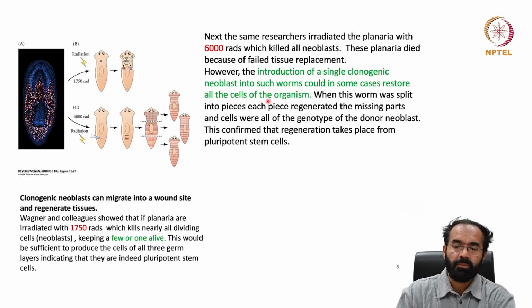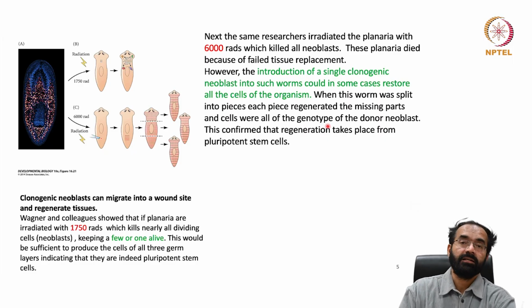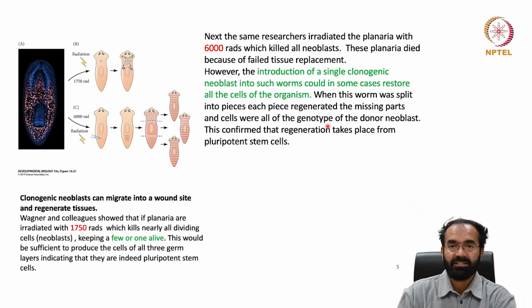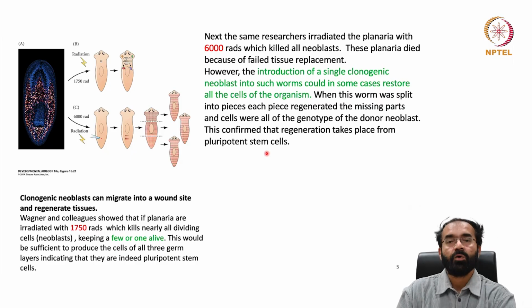When this worm was split into pieces, each piece regenerated the missing parts and the cells were all of the genotype of the donor neoblast. Naturally, the 6000 radians have killed all the host cells, but the donor, when you replaced it, radiation is no more there, and it could propagate, but that is a clone of the donor neoblast-bearing planaria. This confirmed that regeneration takes place from the pluripotent stem cell. This was the first evidence to show that the entire organism can be produced. Hence, the damaged part can also be produced by the neoblast, which we call the C neoblast.